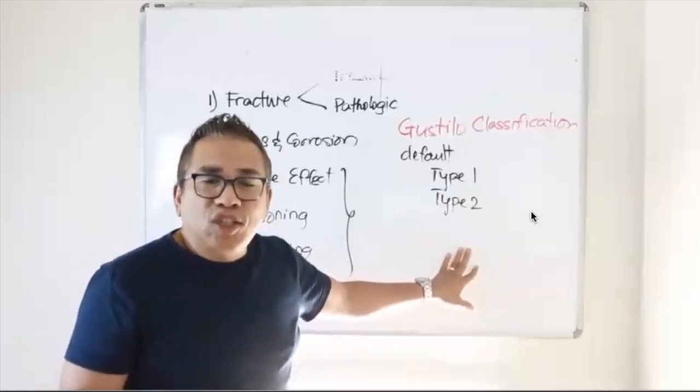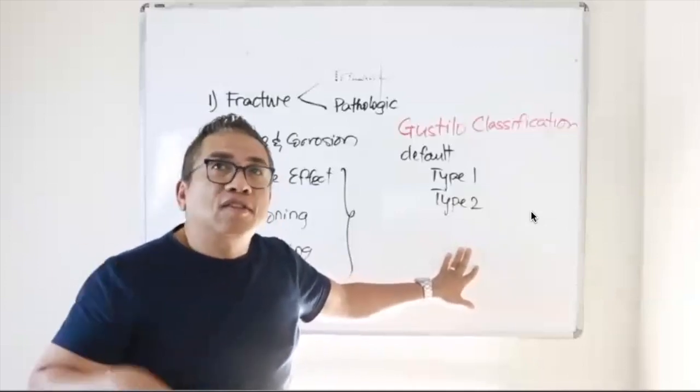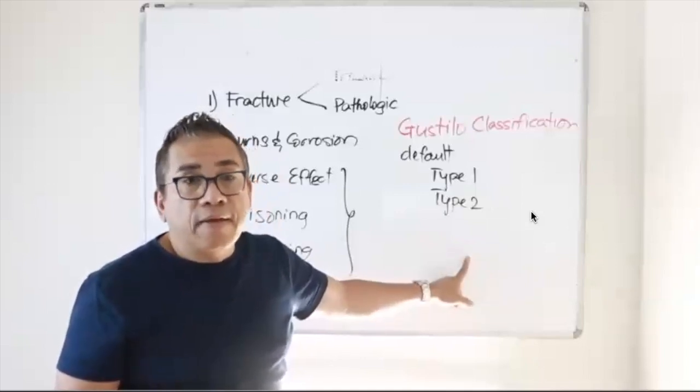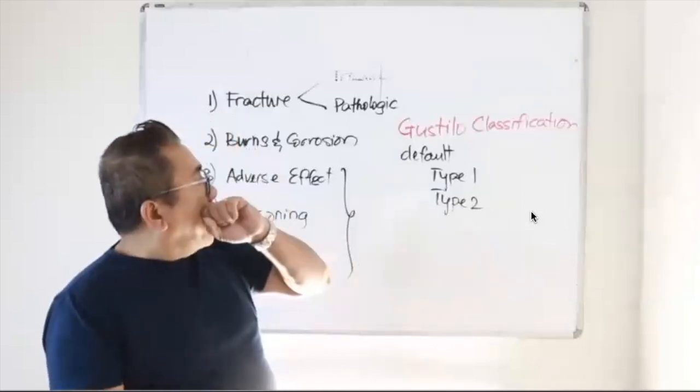What is the initial 7th character for type 1 and type 2? And the answer is letter B. Okay.